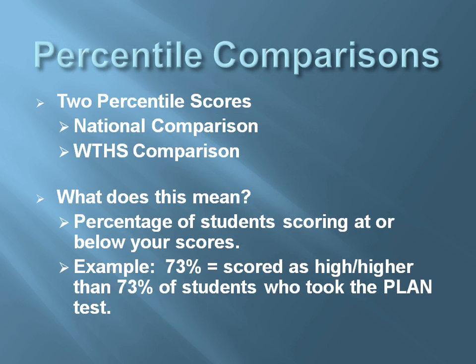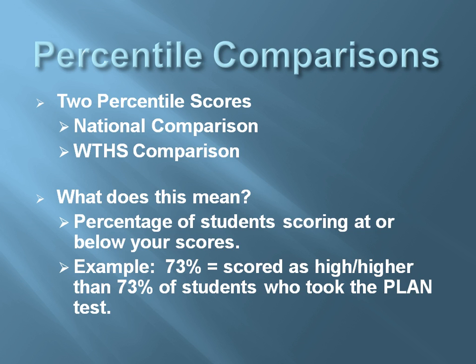When looking at your score report, you will see two columns with percentiles. The first column says "Fall U.S., Fall 10th Grade." This gives you a comparison of your score to all the students in the United States that took the PLAN test. The column on the right side says "In Your School." That compares your score with all the students at Warren who took the PLAN test.